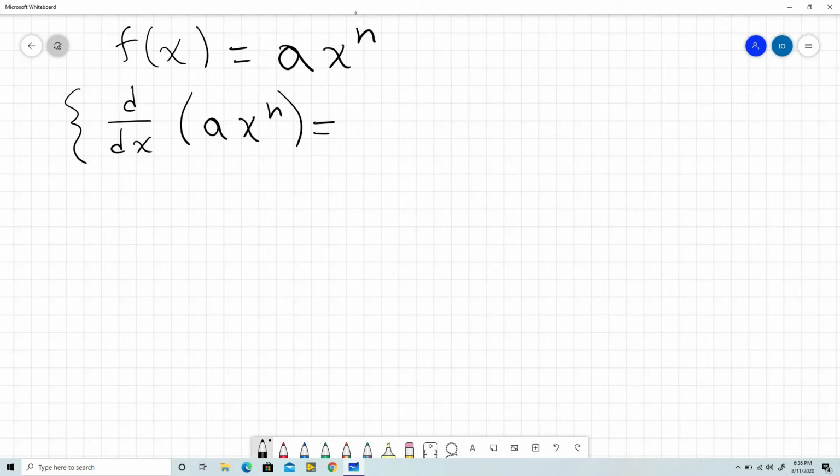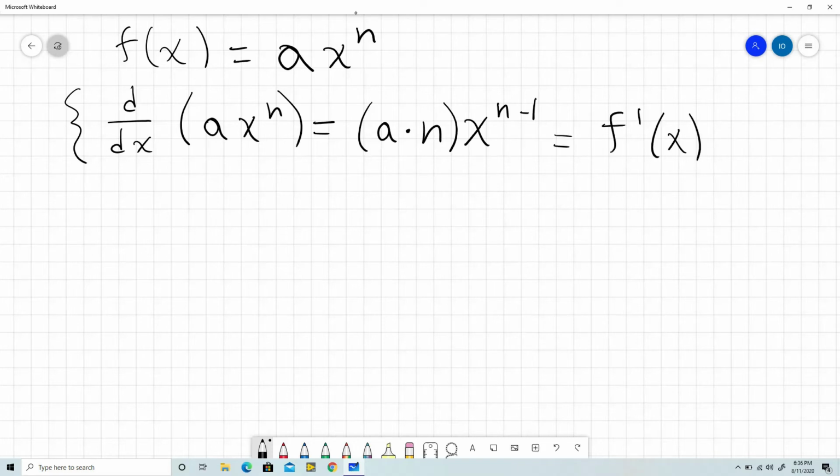And now this is equal to a times n, so the coefficient times the exponent, times x to the n minus 1 power, so the exponent subtracted by 1. Now this is basically the power rule, and this is equal to f prime of x, which is a way we write a derivative. And in another notation, we can also write dy over dx. Now let's look at an example.